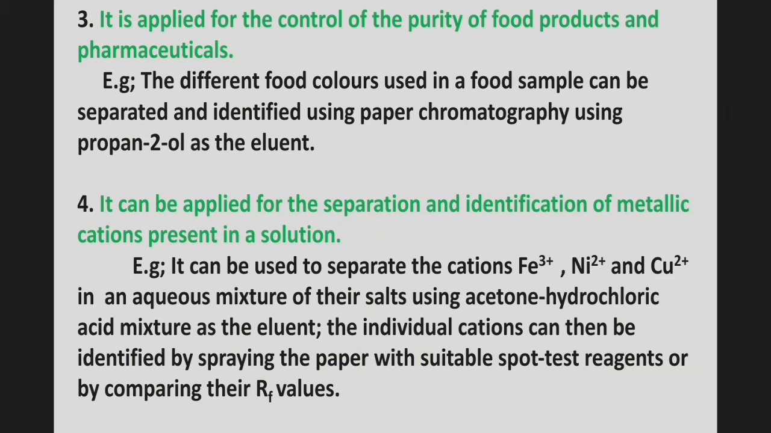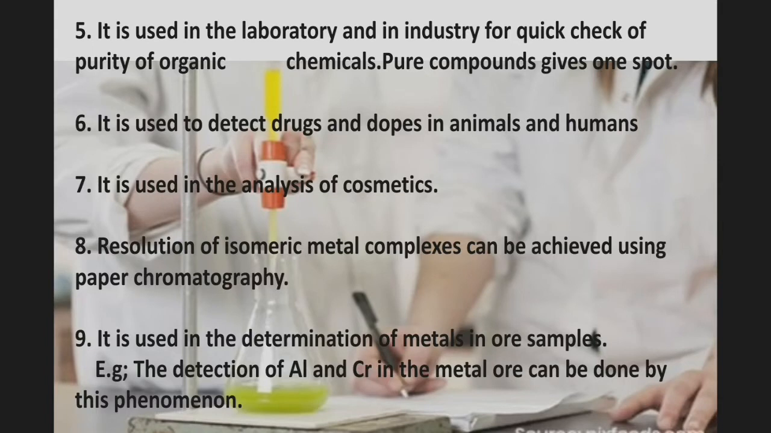propanol as an eluent. And the fourth, it can be applied for the separation and identification of metallic cations present in a solution. Here, for example, it can be used to separate cations like Fe3+, Ni2+ and Cu2+ in an aqueous mixture of their salts using an acetone, hydrochloric acid mixture as an eluent. The individual cation can then be identified by spraying the paper with a suitable spot test reagent or by comparing with their Rf values.